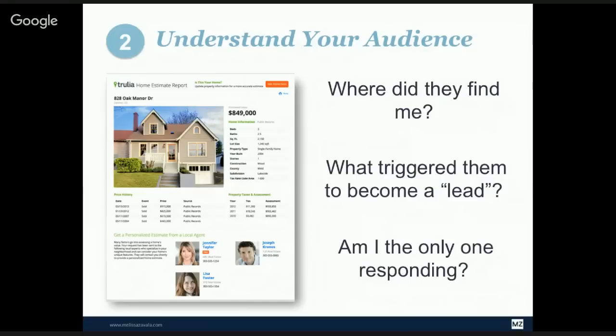So if you understand where, and also you need to understand, not only am I the only one responding, but why are they a lead, where are they, what site are they coming from, or what are they looking for? So if they're going to your website where you've written an article about Carlsbad Village homes for sale, that they've Googled Carlsbad Village and they've ended up on your website, then you've got a little more information about them. So you've got to really understand that audience so that you can respond appropriately.